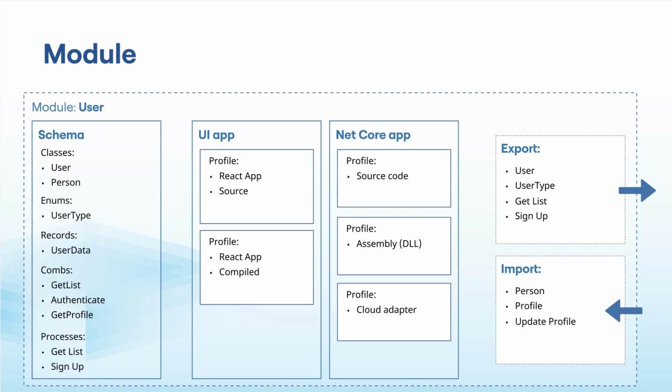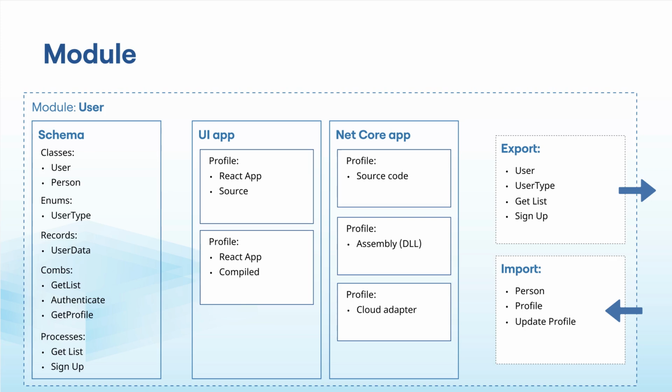First, a schema definition. It defines types, classes, interfaces, processes, combs, and other elements not yet mentioned. Second, applications. A module can also include one or more applications. Applications implement platform roles. Examples of roles: Honey App, a web application built with Honey Framework. Comb Executor executes comb logic. Process Executor manages process execution.